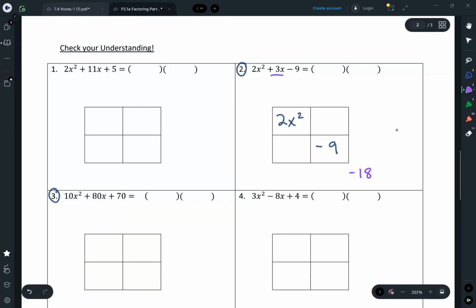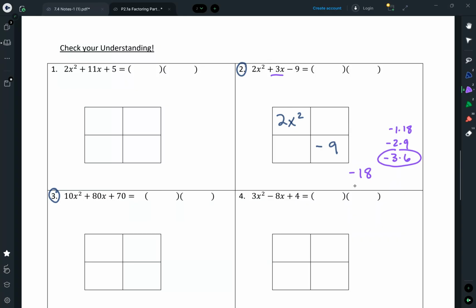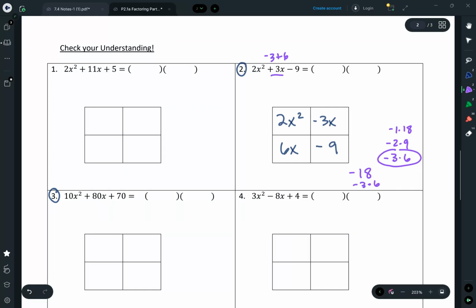So things that multiply to make 18 would be 1 times 18, 2 times 9, 3 times 6. Because I want to add and make a positive, the smaller one would have to be the negative. So I want to see which one is going to add to make positive 3, and that's -3 and 6. So -3 times 6 is -18. -3 plus 6 is 3. So I'm going to factor this as -3x, positive 6x. And if I switch the box, it just switches where the factors go. If you put those in a different spot, it's fine. It doesn't matter.